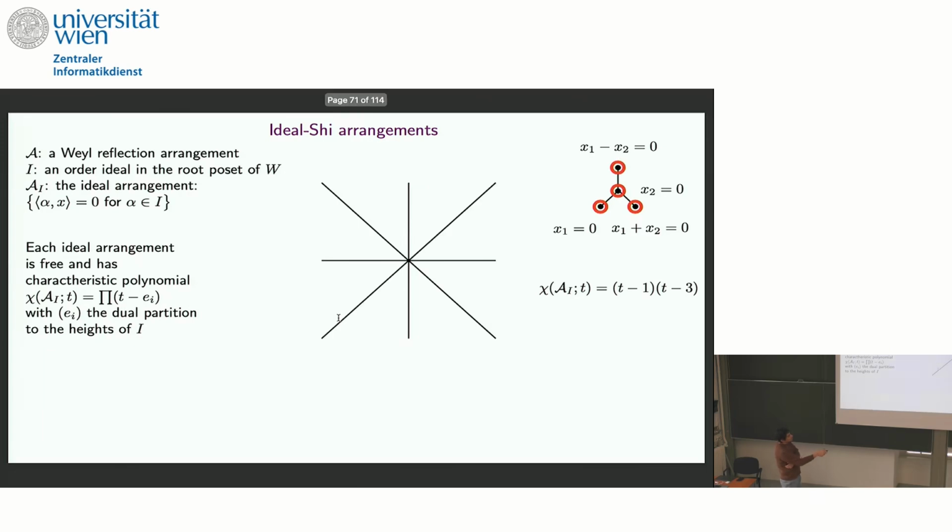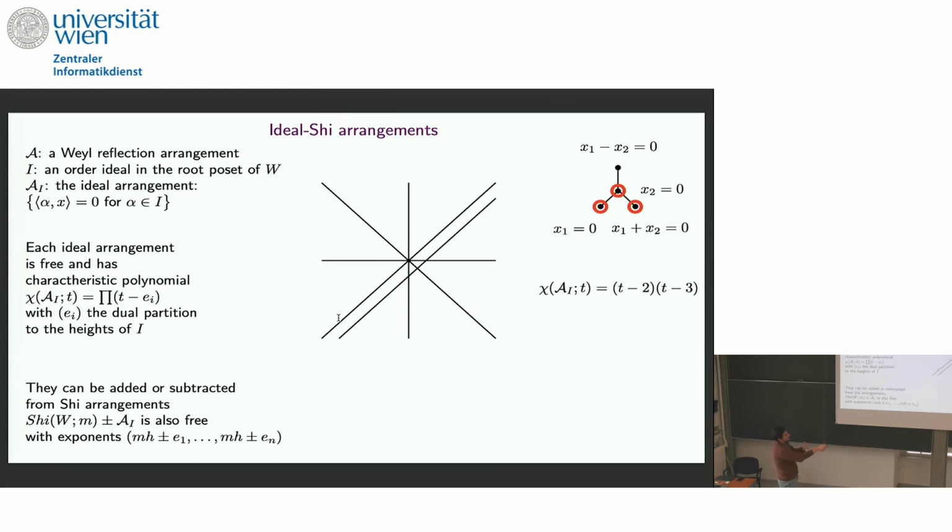Then I continue, forming an ideal, and I add the fourth hyperplane. These are the ideal subarrangements of the braid arrangement, and they all have characteristic polynomials that factor. In fact, they are free, and it's very easy to predict the integer roots of this polynomial. You're keeping track of the heights of the roots that you have, and you're taking the dual partition of that.